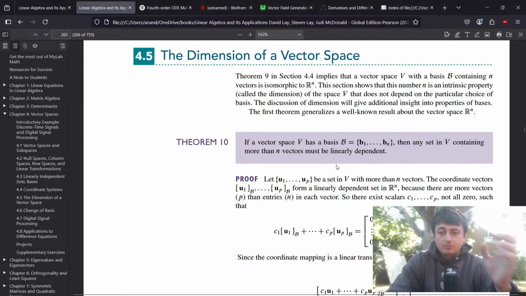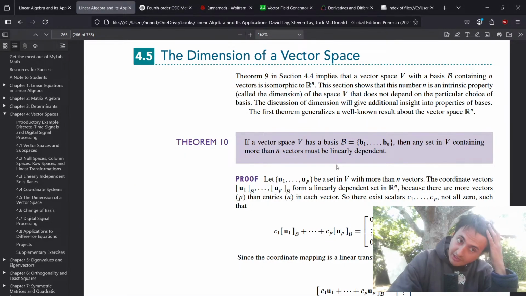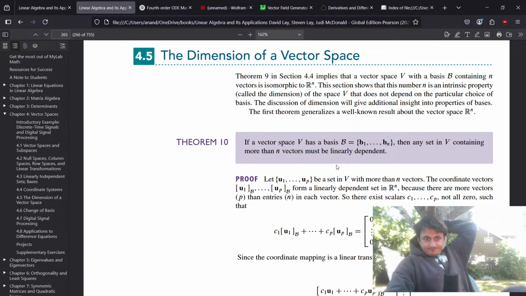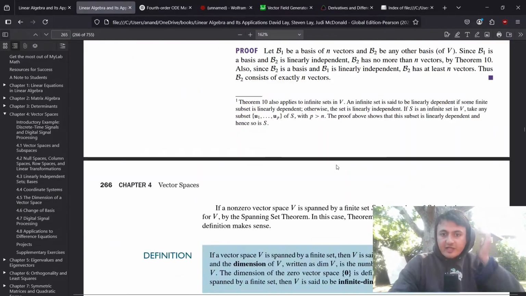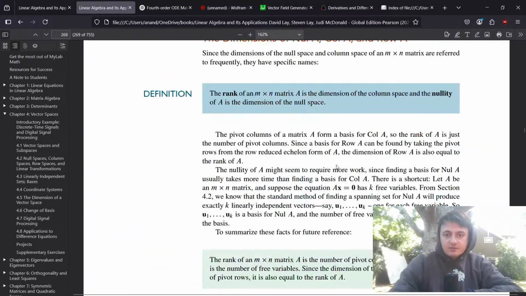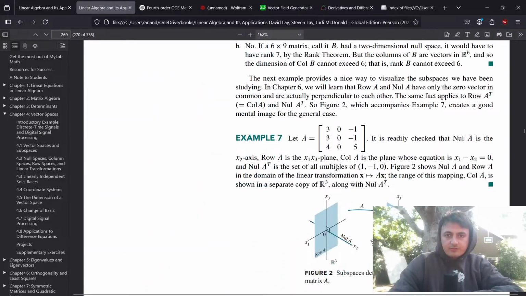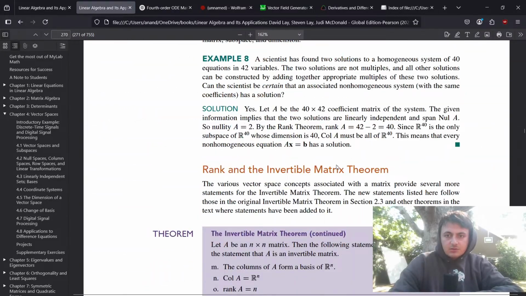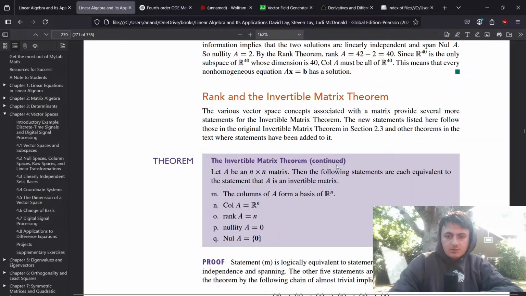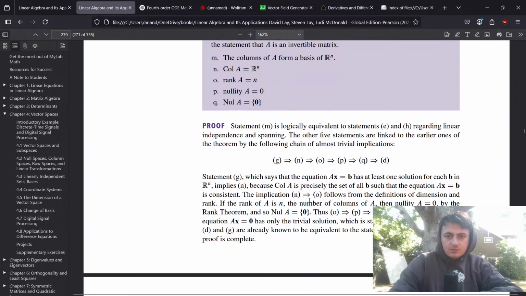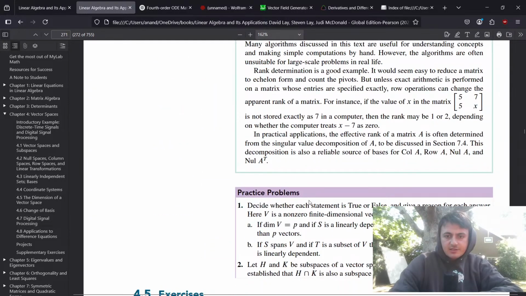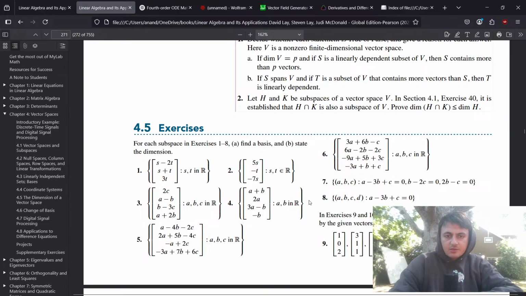Okay, so we'll go through this section. I wasn't gonna go through this section, but I think maybe it'll be a fast section. Couple of theorems. Extensions to the invertible matrix.